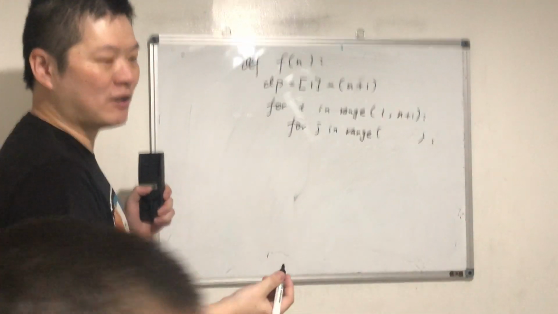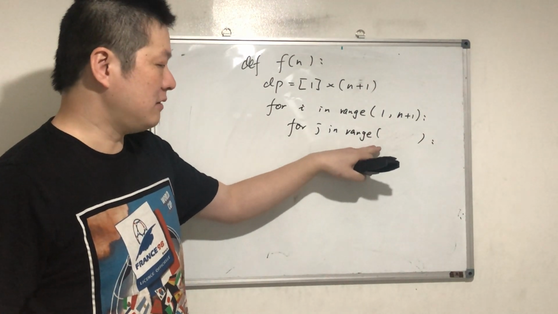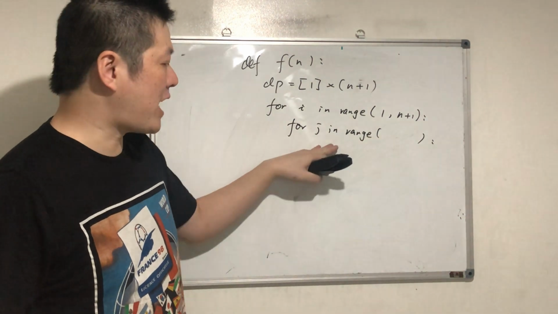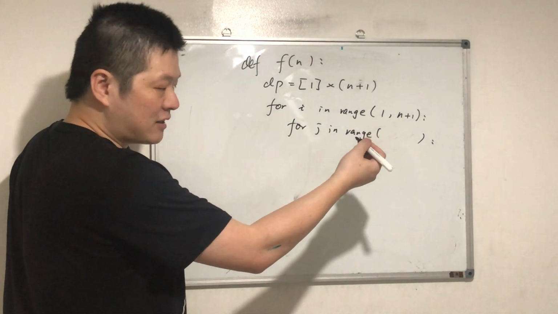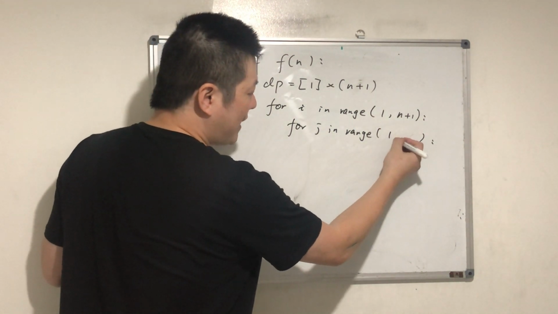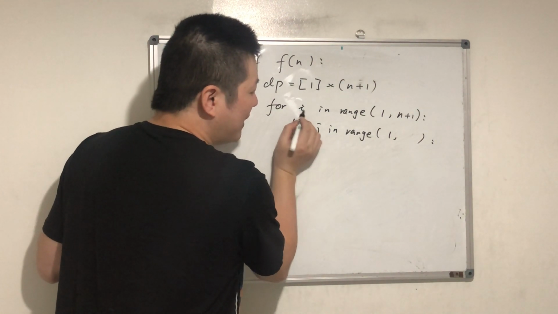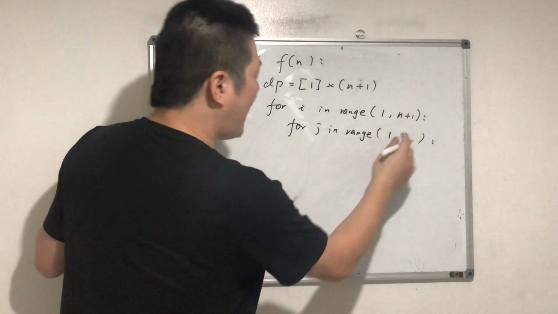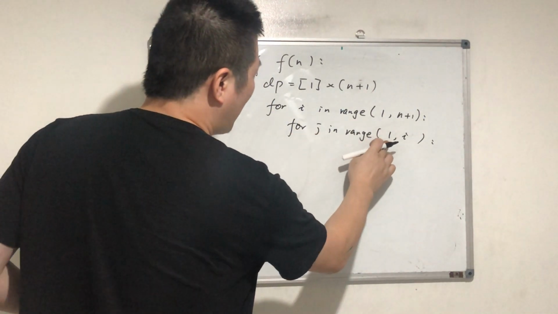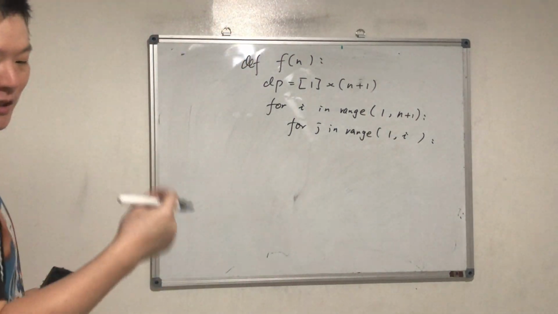How many ways are we splitting the integer? j in range what? The first is 1, and the second is i, not i plus 1, because we're splitting 1 to i minus 1. We are going with i minus 1.